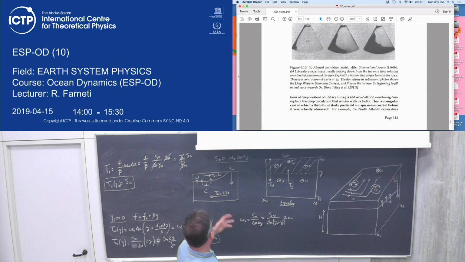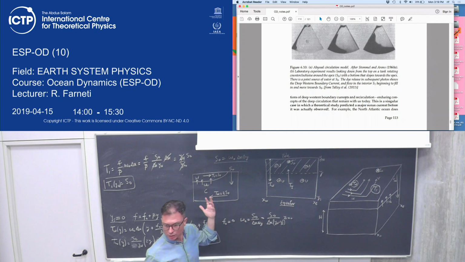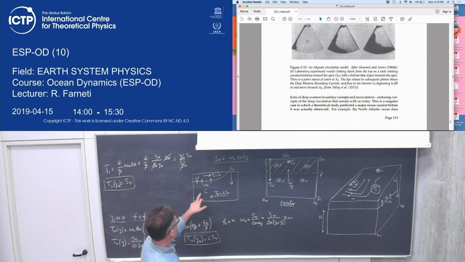For example, the widespread upwelling through diffusion, we know now that it's wrong, so that cannot explain the upwelling at the surface, okay? Because there is no widespread uniform diffusion upwelling the water. But at least the simple model predicts a deep western boundary current, which is actually observed.